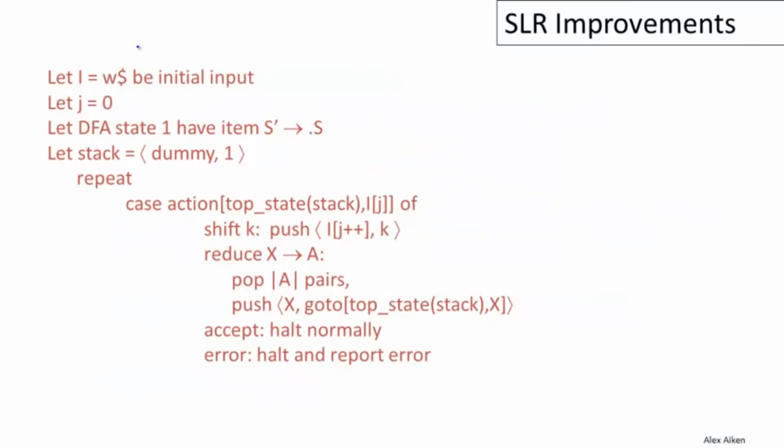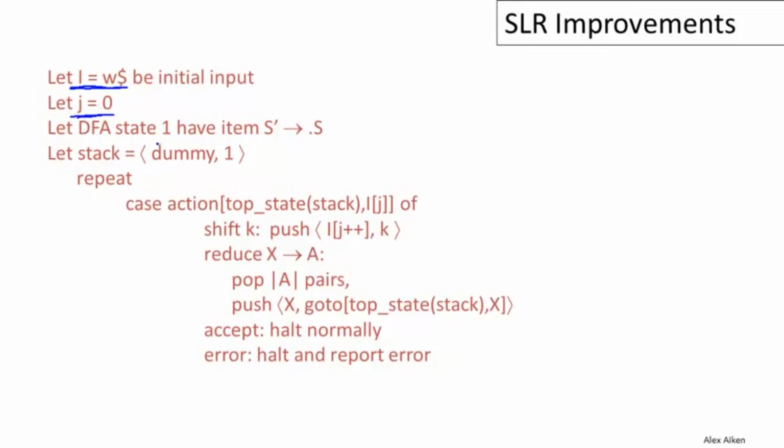Finally, here is the full SLR parsing algorithm. And I'm just going to walk you through it so that we can see how all of the ideas we've been discussing and all the various pieces fit together. Let's let our initial input be called I, and we'll just give it a name, and it's going to be treated as an array that we can index. The index will be called J, and initially it's 0, so that we're pointing to the first token in the input stream.